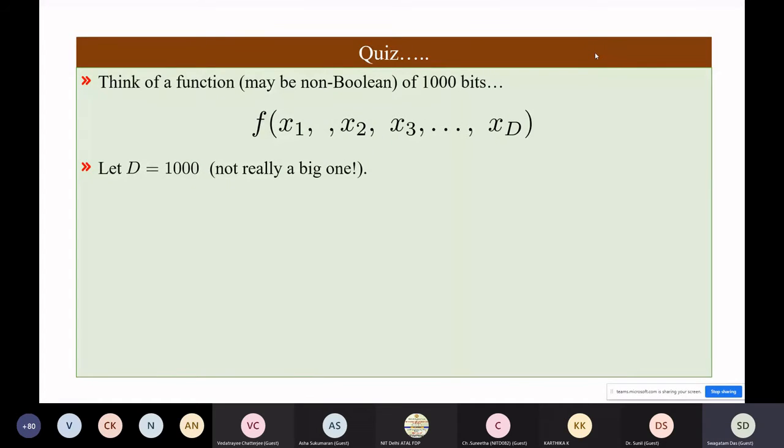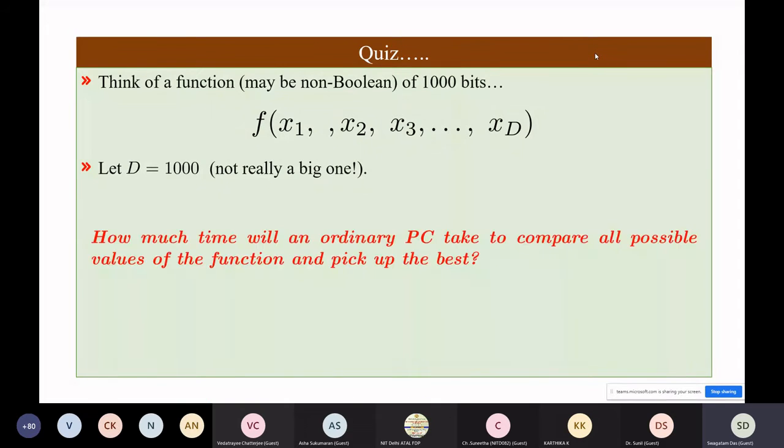Nothing else will be required, no algorithm, no special tailor-made things. Exhaustive search means it will evaluate all possible solutions and tell you the exact bit combination for which f of x will be maximum. So how much time is it going to take? How big is 2 to the power 990 seconds? How much time will an ordinary PC take?